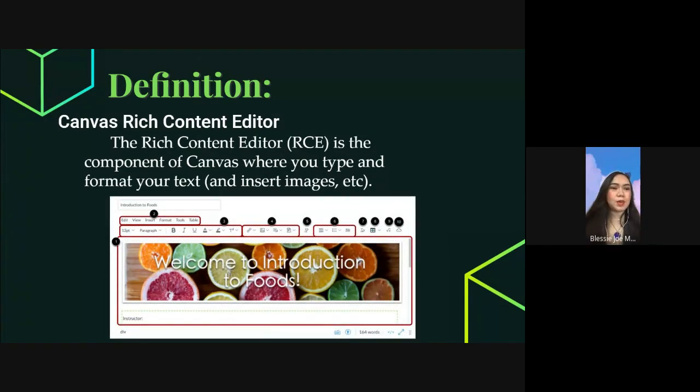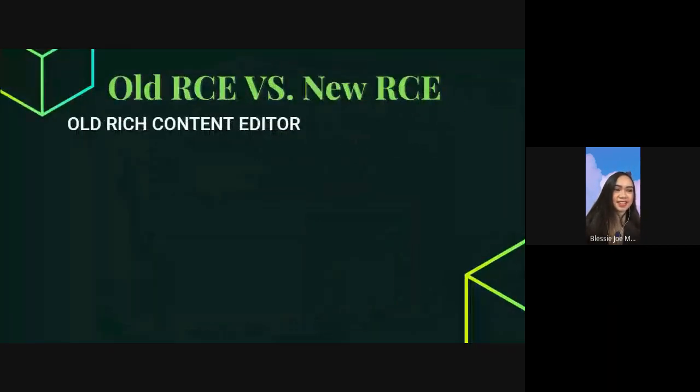So here, by the way, is a picture of the interface of Canvas. I think we're familiar with this, diba? So the Rich Content Editor has many rows with buttons, as well as a big content area where you input all your information, text, and whatnots. Okay, next.